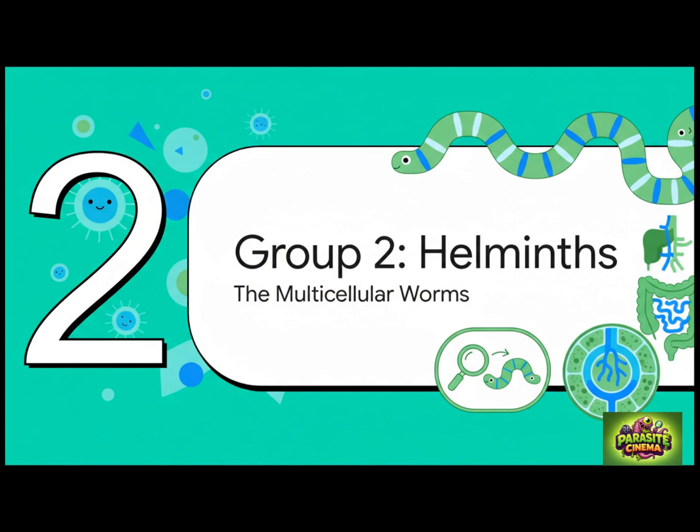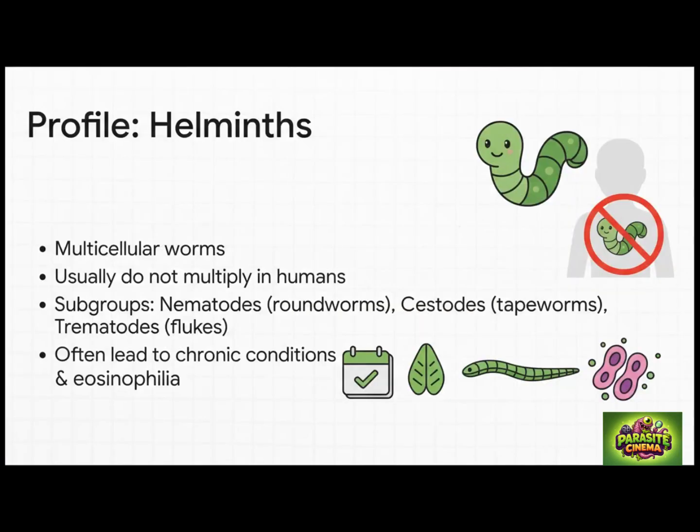We're shifting from the microscopic to the macroscopic with Group 2, the Helminths, also known as the multicellular worms. Now, this is a direct contrast to the protozoa. Helminths are complex, multicellular animals. A major difference is that they generally do not multiply in humans. So the severity of the disease depends on the number of worms you were initially exposed to. We can break them down into three main categories: roundworms, tapeworms, and flukes.